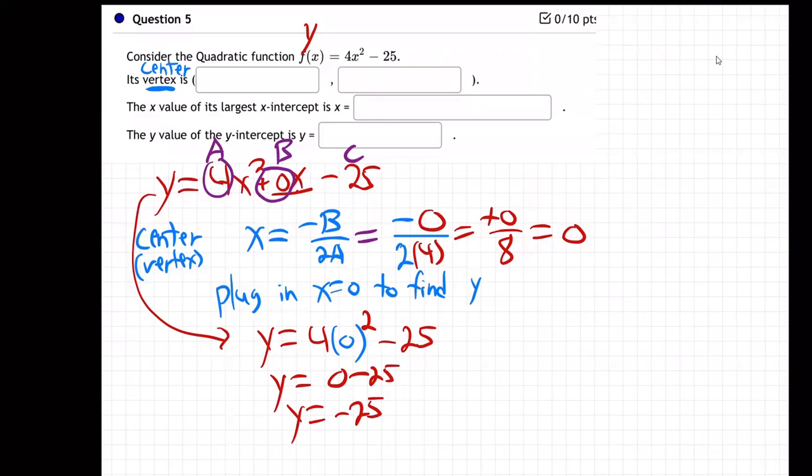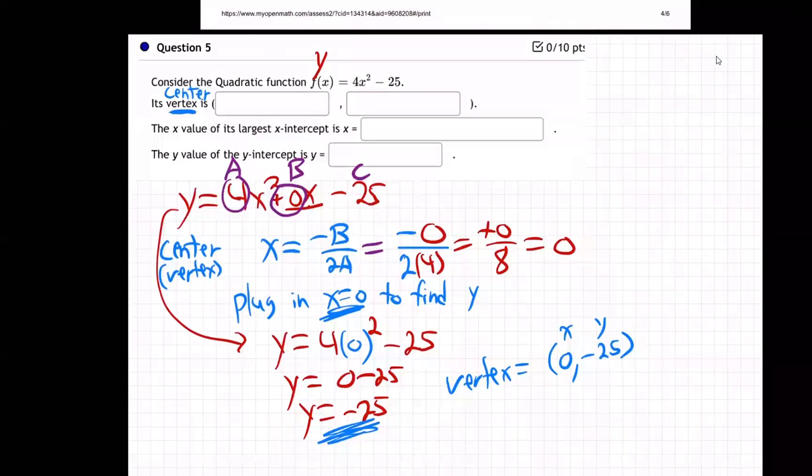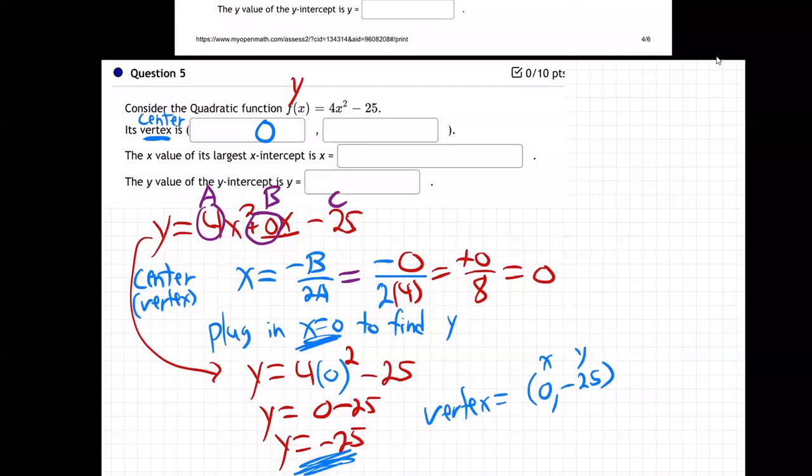So therefore, we've got it. The vertex, the center of the parabola, is x is 0, y is minus 25. That's the x and the y that we just found. 0, minus 25. So it's 0, minus 25, the x value and the y value for the center. And then it comes down and says, okay, now find the x value of the largest x-intercept.